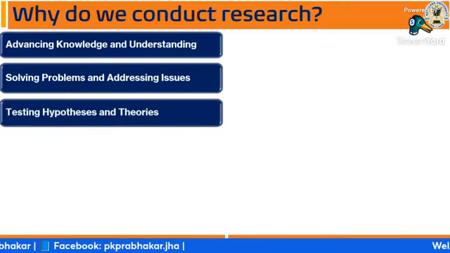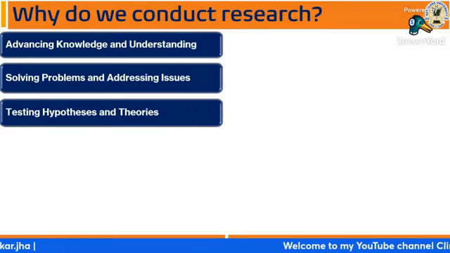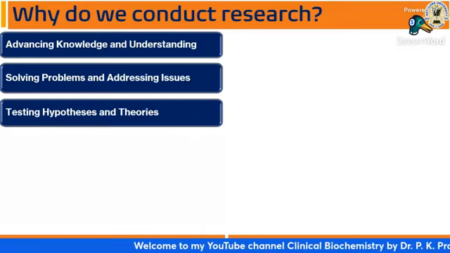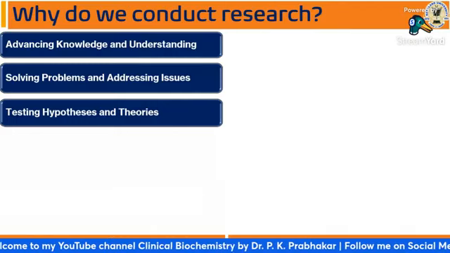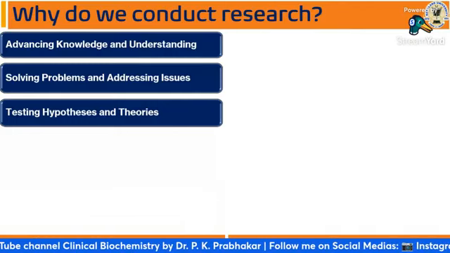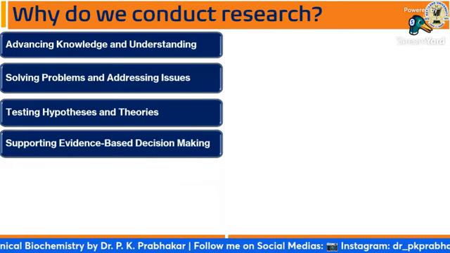The third one is testing hypotheses or theories. Researchers test hypotheses or theories through empirical studies to validate or refute their assumptions. This process helps to build a more robust and reliable body of understanding and knowledge.